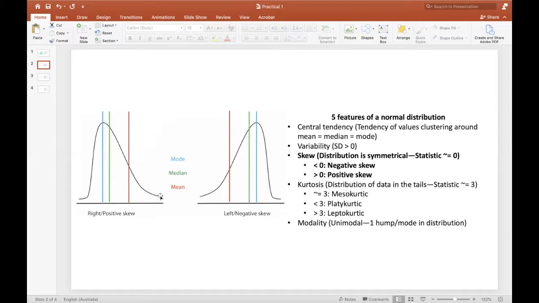This right tail kind of lingers out much further. And then conversely, a negative skew, we have the left tail. That's much longer compared to the right tail. I remember a positive skew because if you follow the tail, it's going in the positive direction. Whereas a negative skew, if you follow that tail, it's going in the negative direction. Okay, so we have a positively skewed distribution here, and a negatively skewed distribution here.